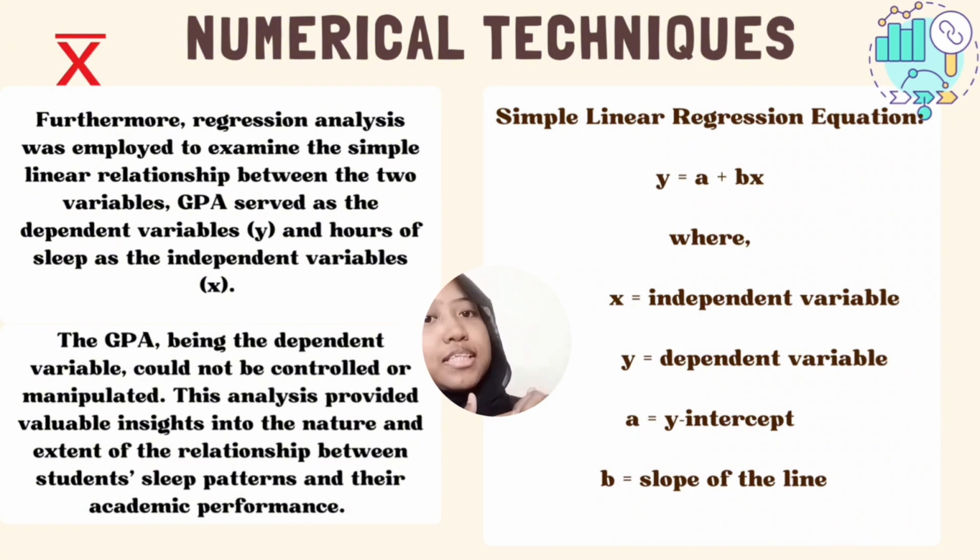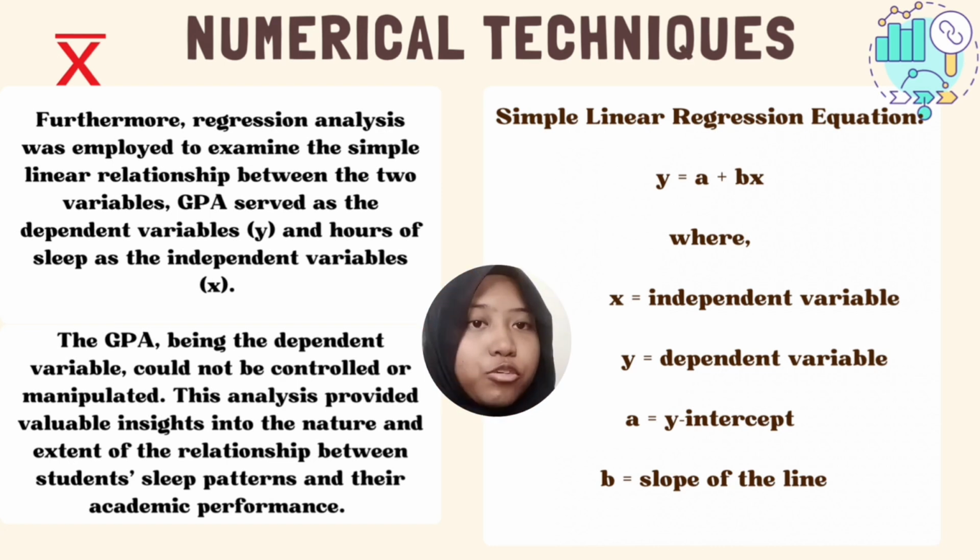And lastly, the simple linear regression equation that was used is y equals a plus bx, whereas x is the independent variable, y is the dependent variable, a is the y-intercept, and b is the slope of the line.